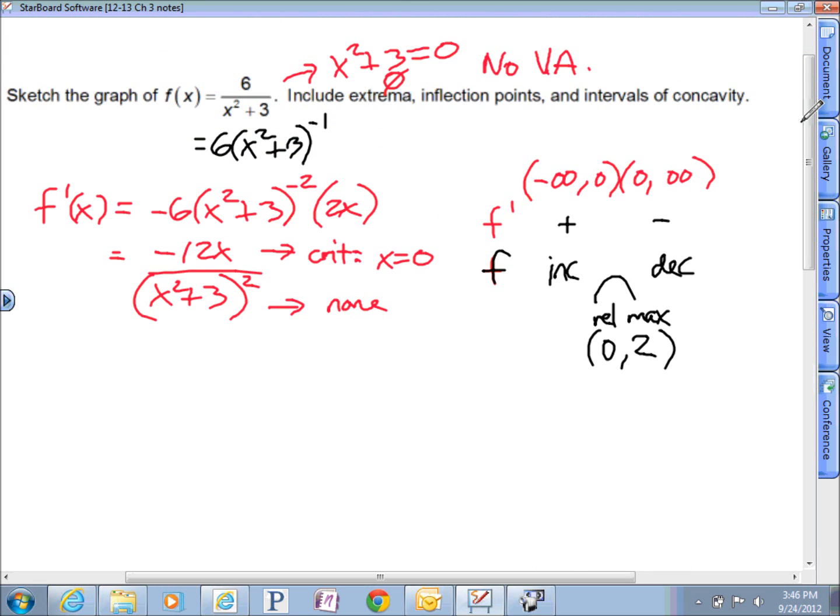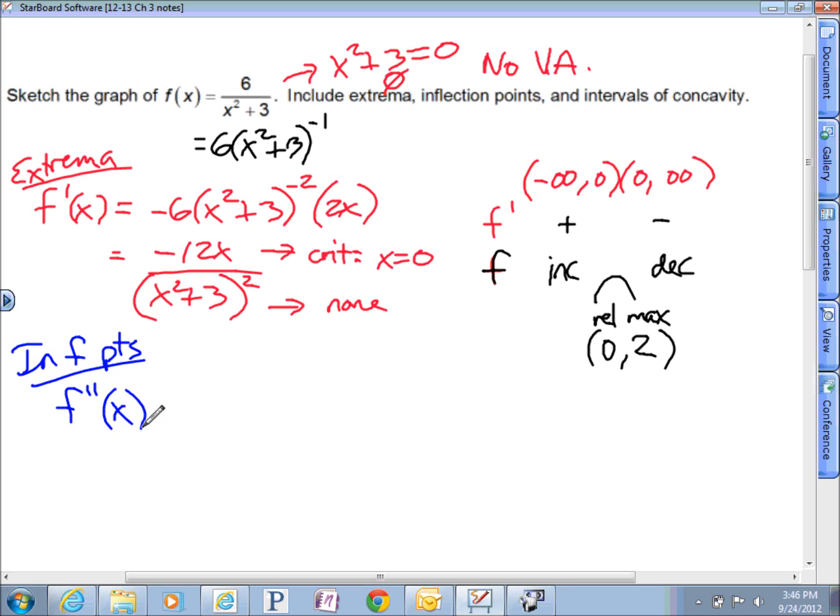Now, inflection points. So the new thing. We are effectively going to repeat what we just did, except now we're going to do it with the second derivative. So here's where we find our extrema. Extrema are red. Inflection points are going to be blue. So let's find our second derivative.